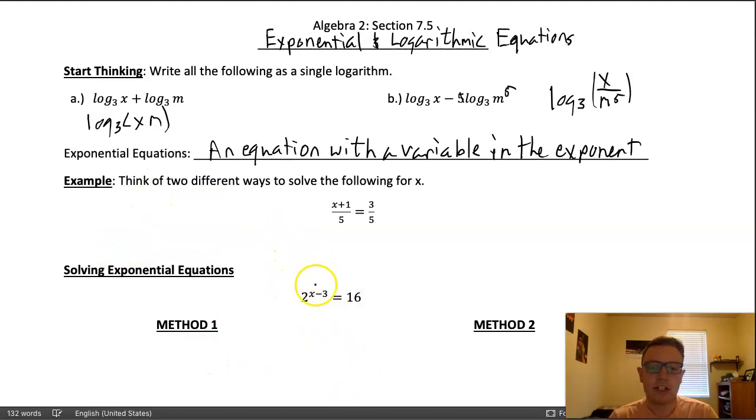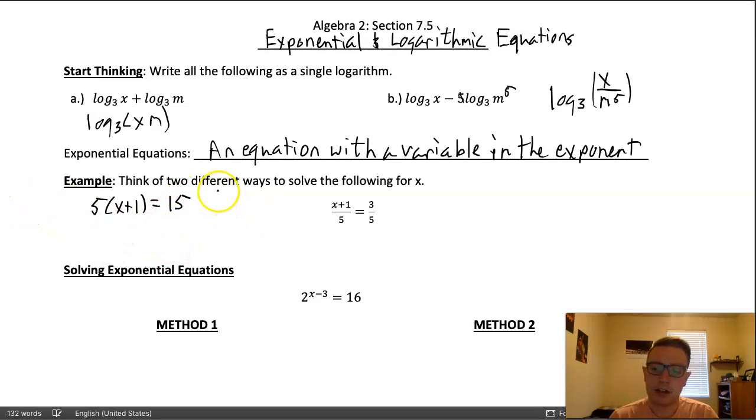Now the way we're going to approach these is going to be very similar to the way we can approach this problem. x plus 1 over 5 is equal to 3 over 5. What are the two different ways that we could solve this? Well, the first one, and the one that you all probably thought of, is cross multiplying, right? We look across and we multiply our two groups together and then solve. If we do it that way, we'd end up with 5 times x plus 1 is equal to 5 times 3, or 15.